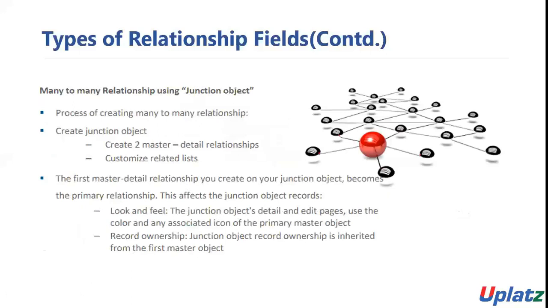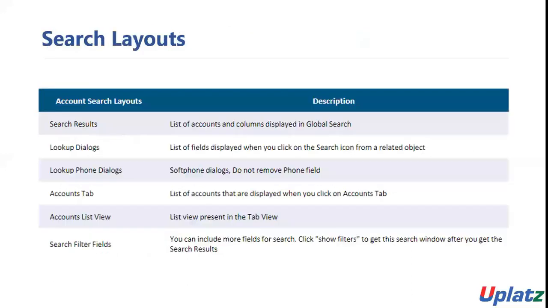Now let's understand many-to-many relationship using junction object. Process of creating many-to-many relationship: create junction object, create two master detail relationships, customize related list. The first master detail relationship you create on your junction object becomes the primary relationship. This affects the junction object records. Look and feel: the junction object's detail and edit pages use the color and any associated icon of the primary master object. Record ownership: junction object record ownership is inherited from the first master object.